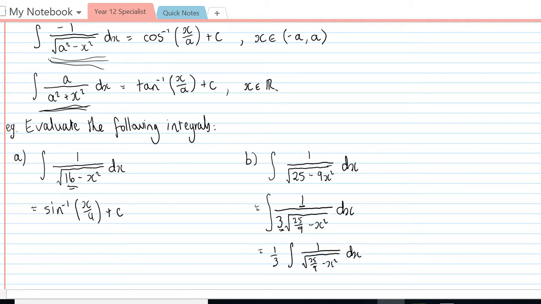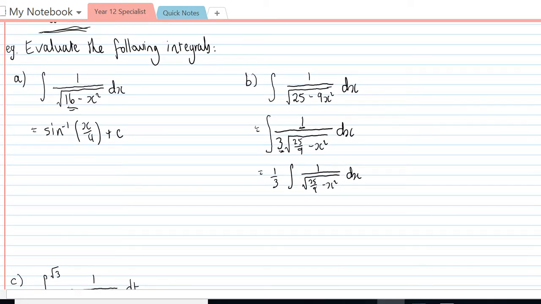That means that a squared must be 25 on 9, so that means that a must just be 5 on 3. And so when I anti-differentiate, I'm going to get 1/3 of the inverse sine of x on 5/3, and then plus c, which I can write a little bit nicer and make the final answer 1/3 inverse sine of 3x on 5, and then plus c, and that would be the final answer.